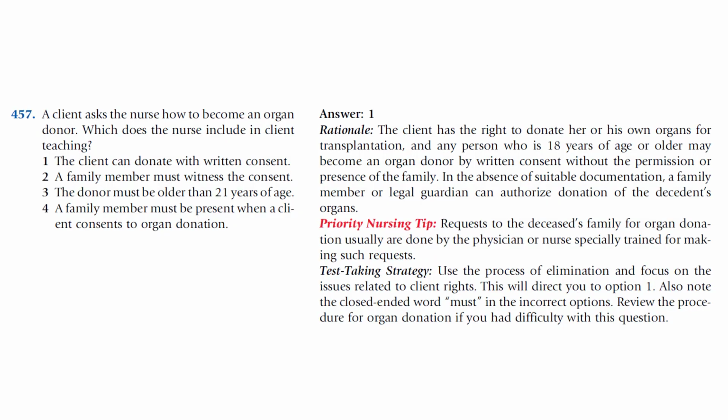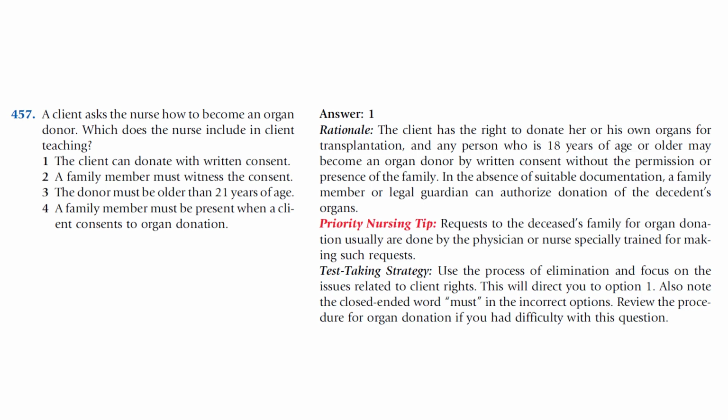457. A client asks the nurse how to become an organ donor. Which does the nurse include in client teaching? 1. The client can donate with written consent. 2. A family member must witness the consent. 3. The donor must be older than 21 years of age. 4. A family member must be present when a client consents to organ donation.